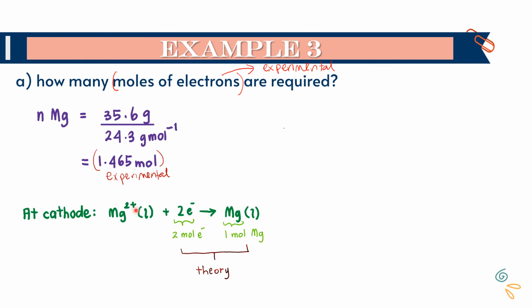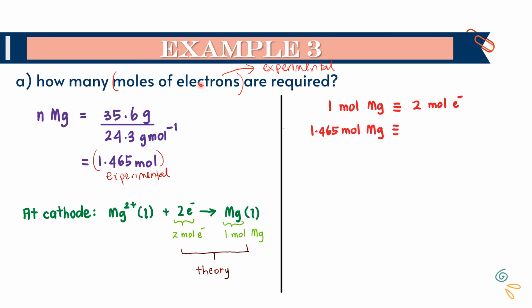Untuk eksperimen, kita ada berapa mole of magnesium? We have 1.465 mole of magnesium. So, now, can we find the number of moles of electron experimental? Yes. Cara macam mana? Do the stoichiometry. So, 1 mole of magnesium needs 2 mole of electron. So, if we have 1.465 mole of magnesium, you do the maths and you will get the number of mole required. The number of mole of electron required is 2.93 mole. Okay, so that's for A.